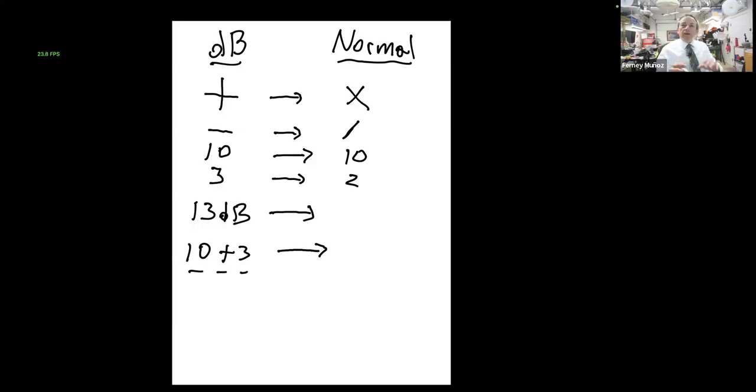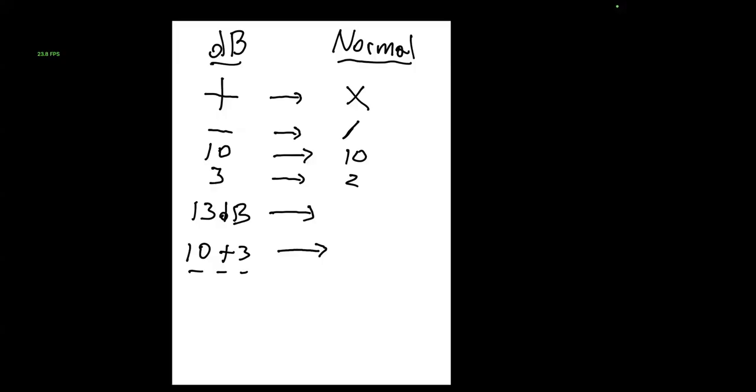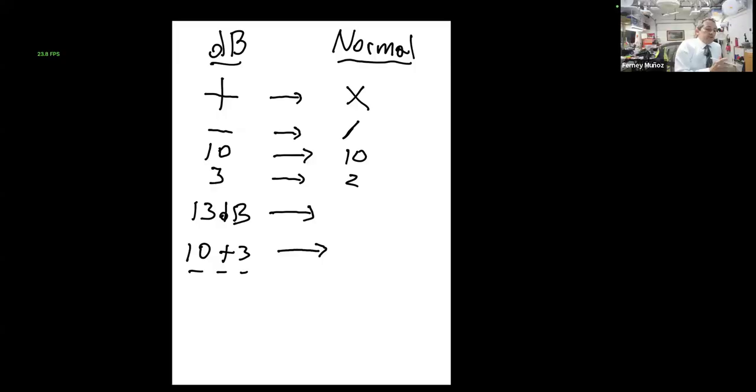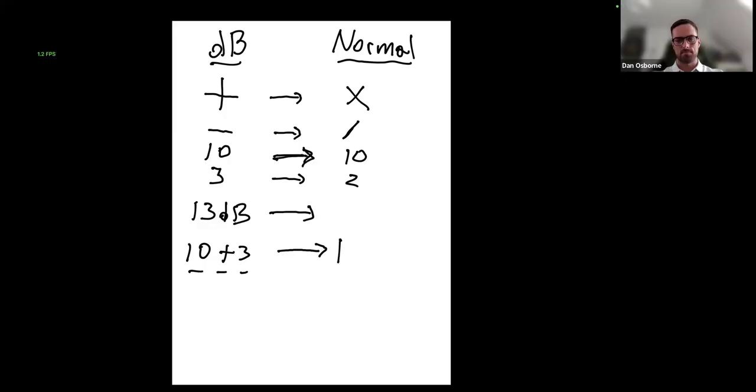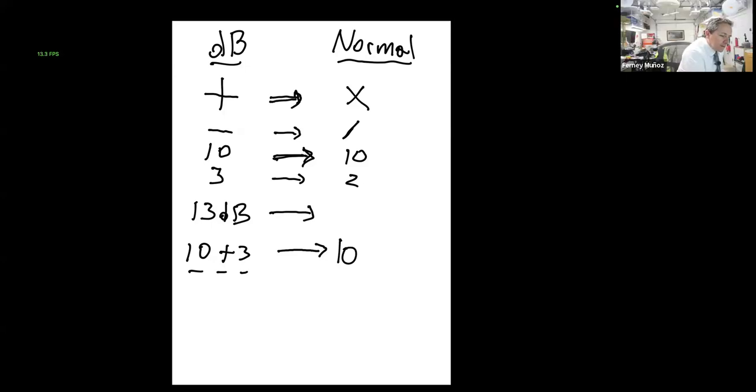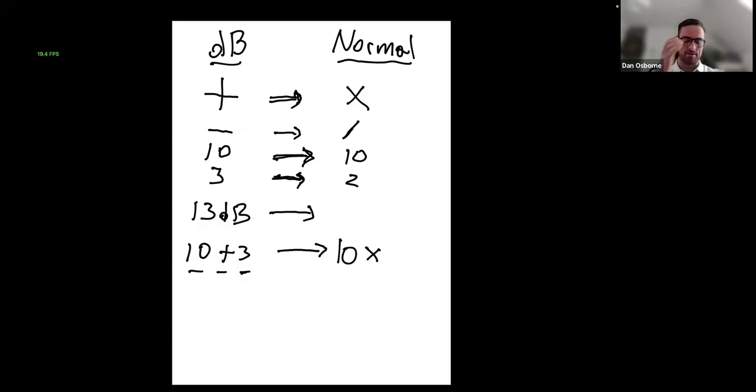So you've got to go despacito, suave, suavecito. Have you heard that song? You know what despacito means? You've got to go slow. So let's just do it one at a time. The 10 becomes 10. The plus becomes a times. And the 3 becomes a 2. I missed the middle step.